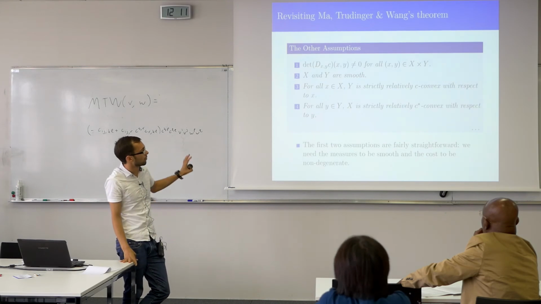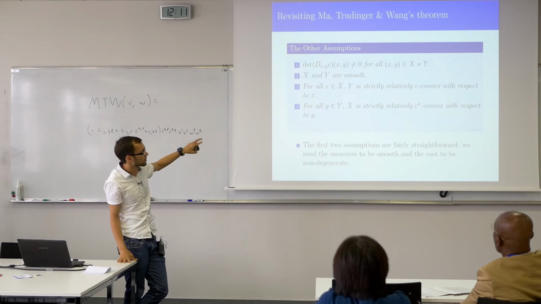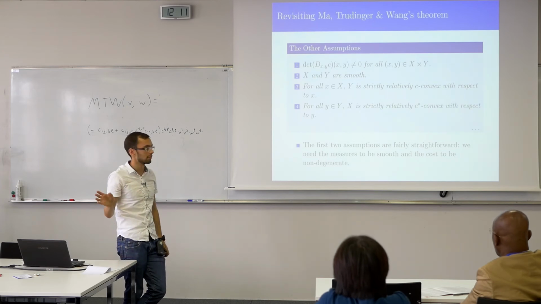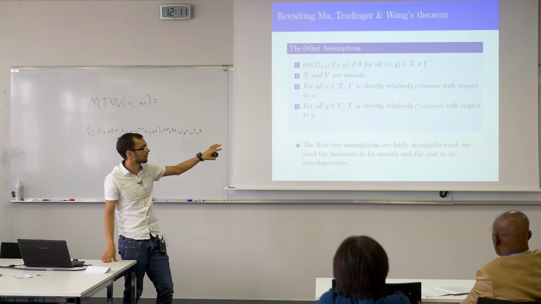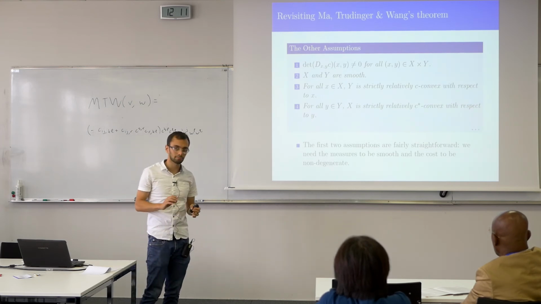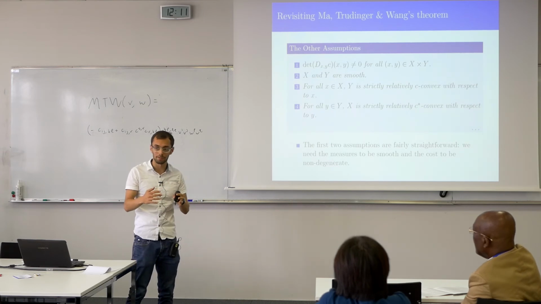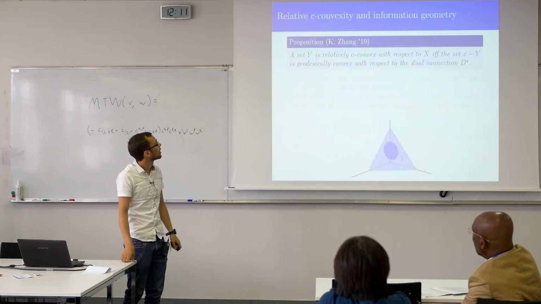Okay, so let's revisit our other assumptions. The first two are smoothness and non-degeneracy assumptions, so those are maybe a bit more straightforward. But we have this relative C-convexity assumption about the supports. And if we think back to the Caffarelli example, this is giving us our convexity assumptions that rule out his example that we saw earlier.